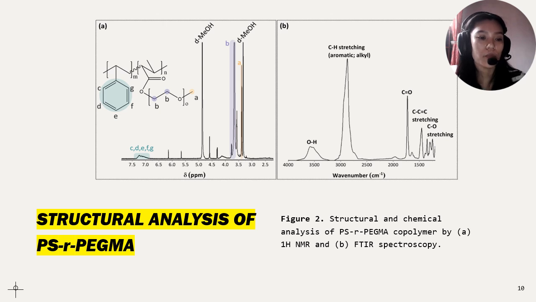We analyzed the structure of PSR-PEGMA in order to confirm it, and we use HNMR and FTIR spectroscopy. Now, as you can see from the structure of PSR-PEGMA in this picture, the characteristic peaks can be found in HNMR for these groups. The characteristic peaks from the FTIR spectroscopy can also be found in the FTIR spectra for PSR-PEGMA, thus confirming that we did synthesize the PSR-PEGMA.